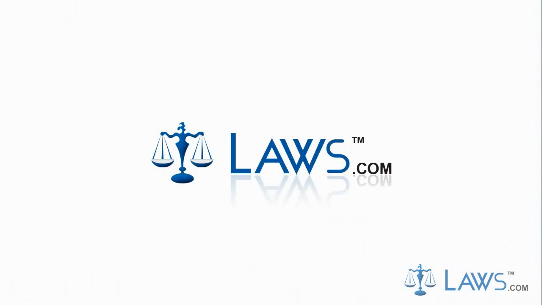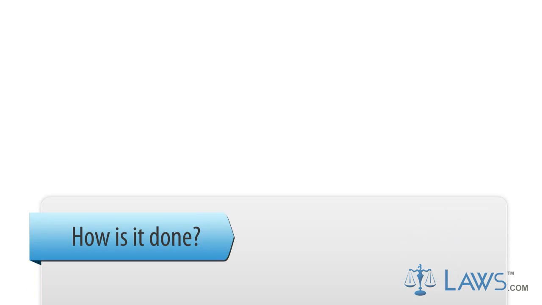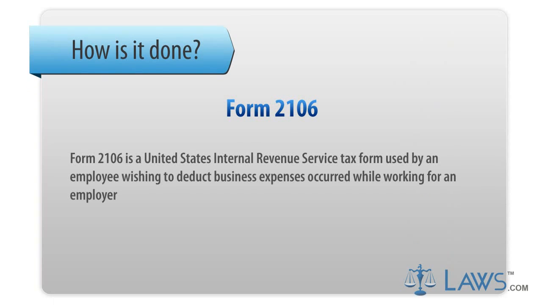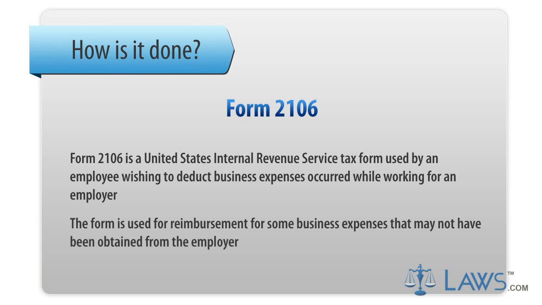Laws.com Legal Forms Guide. Form 2106 is a United States Internal Revenue Service tax form used by an employee wishing to deduct business expenses incurred while working for an employer. The form is used for reimbursement for some business expenses that may not have been obtained from the employer.